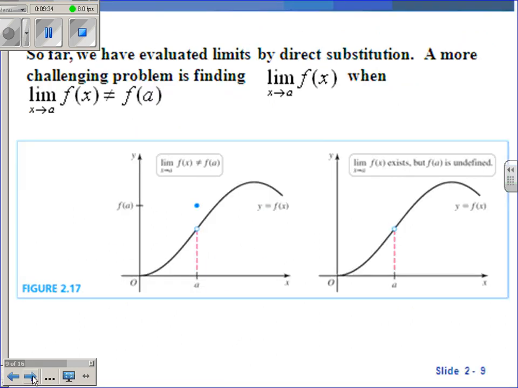Okay, so far, finding the limits analytically, we've always just done a direct substitution. We want to look at another problem. The one that's more difficult is when you have a function and the y value doesn't exist.